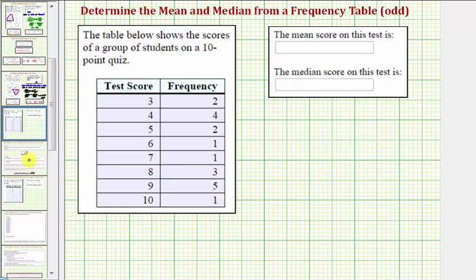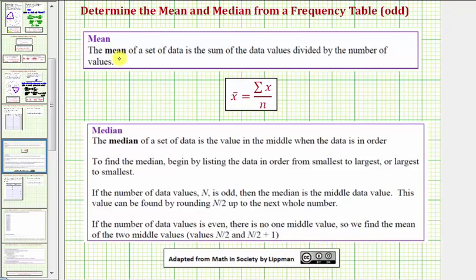So for a review, let's start with the mean. The mean of a set of data is the sum of the data values divided by the number of data values, and sometimes we'll see the formula for the mean written where x bar, the mean, is equal to the summation of x divided by n, where the summation of x is the sum of the data values, and n is the number of data values.